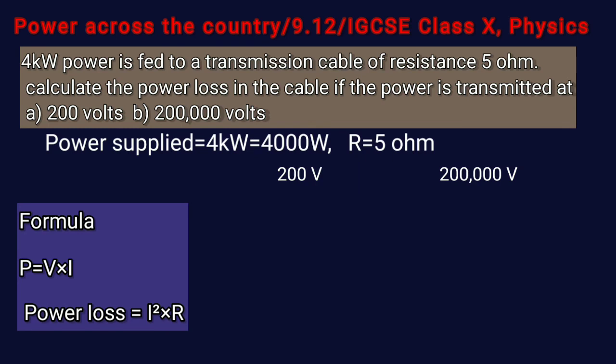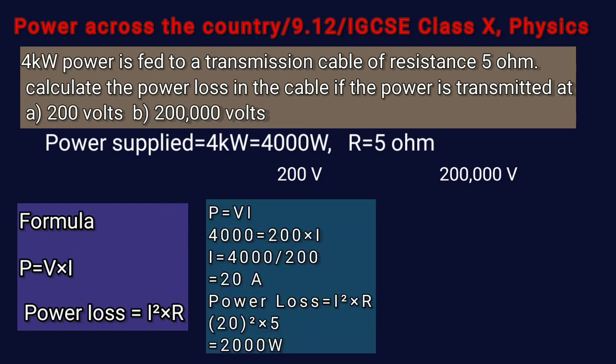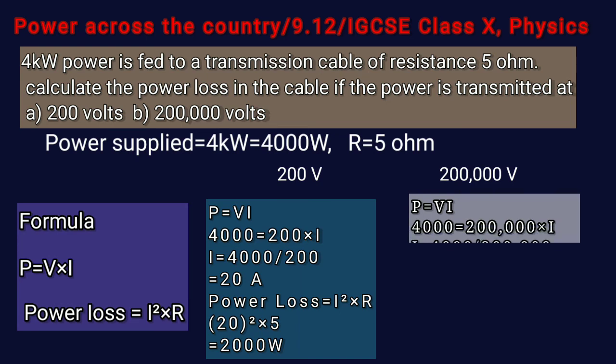We will first calculate power loss at 200 volts. P is equal to VI, so 4000 equals 200 into I, which gives us a current of 20 amperes. So power loss is equal to I square R, that is 20 square into 5, which gives us 2000 watt as the power loss. Next we will calculate the power loss at 2 lakh volts.